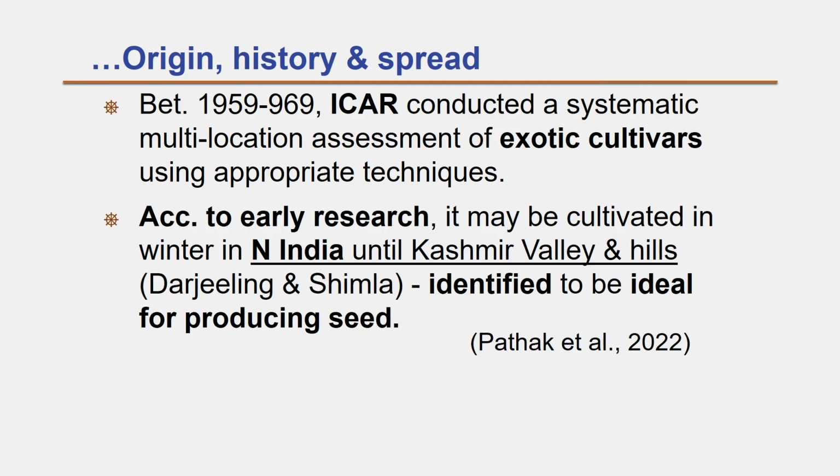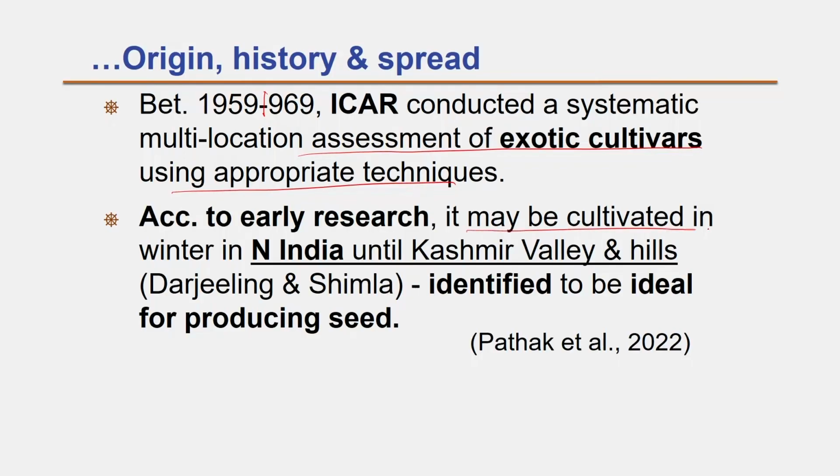Between 1959 and 1969, ICAR conducted a systematic multi-location assessment of exotic cultivars using appropriate techniques. Means instead of developing new varieties, Indian scientists evaluated the germplasm which was introduced from outside. According to early research, it may be cultivated in winter in northern India up to the Kashmir Valley, and hills like Darjeeling and Shimla were identified to be ideal for producing the seed.